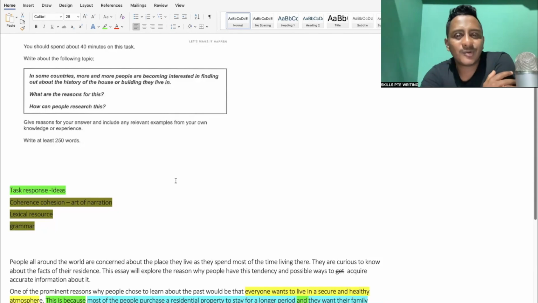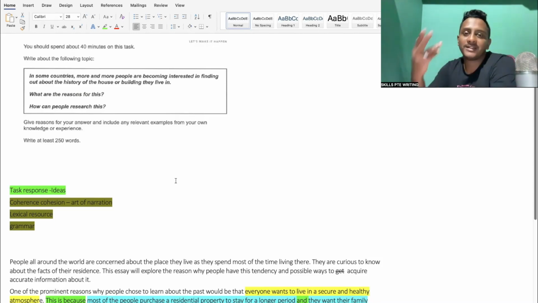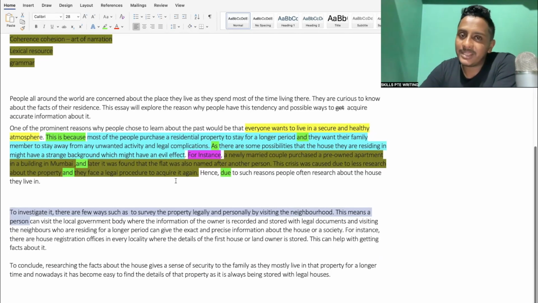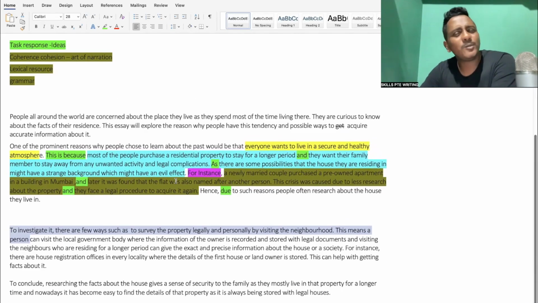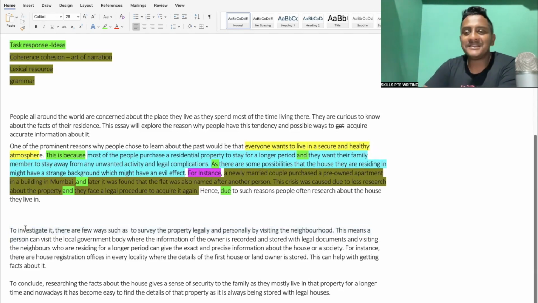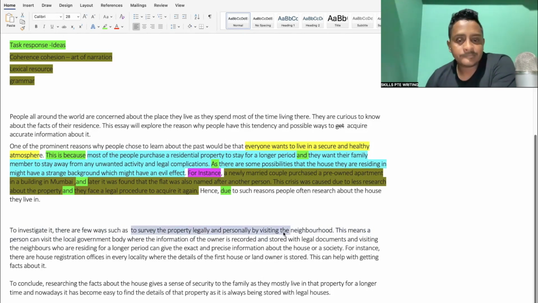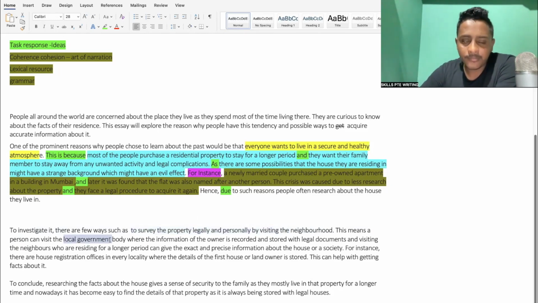You can go to your neighbor and talk. Go to some government old register documents and find out who owned it, who was the father of this, father to father, great grandfather. And by then you can get the information about this place. There could be a lot of ideas. So let's see what he has written. To investigate it, there are few ways, such as to survey the property legally and personally by visiting the neighborhood. This means a person can visit the local government.